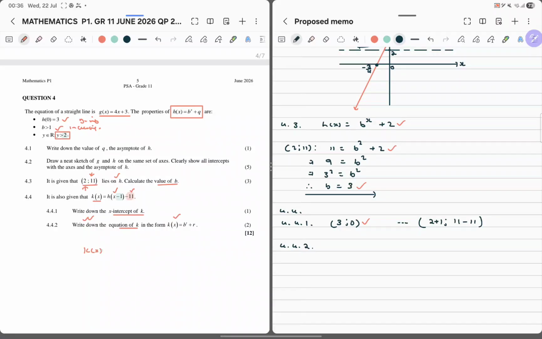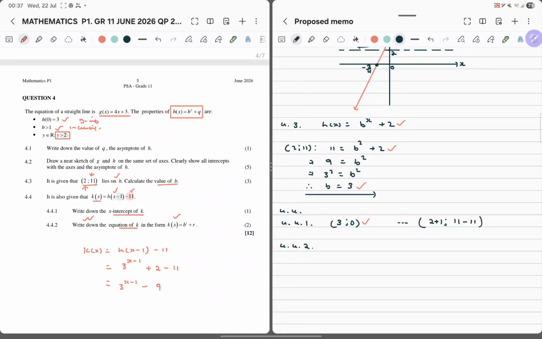We know that k of x is going to be h of x minus 1 minus 11. So h of x, we saw that this is going to be 3. Where we see the exponent x, we replace it with x minus 1. And then where we see the 2, we then subtract 11. Nice and easy. So this becomes 3 to the x minus 1, and here it's going to be minus 9.